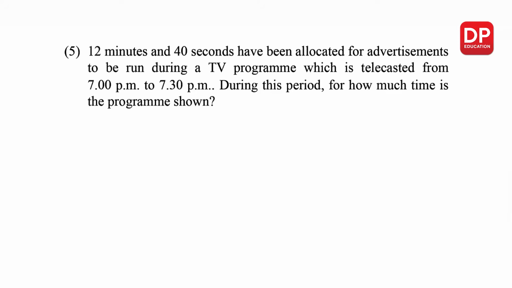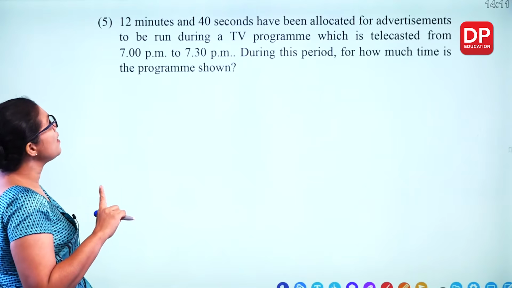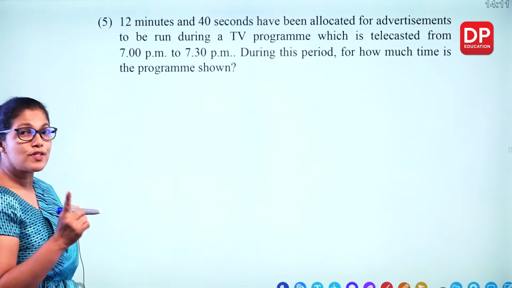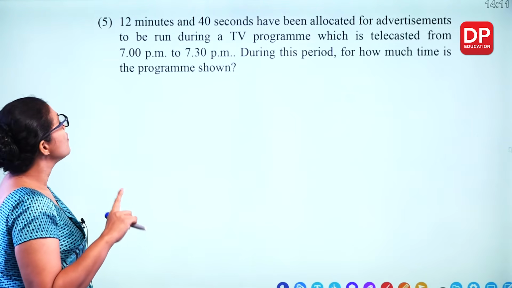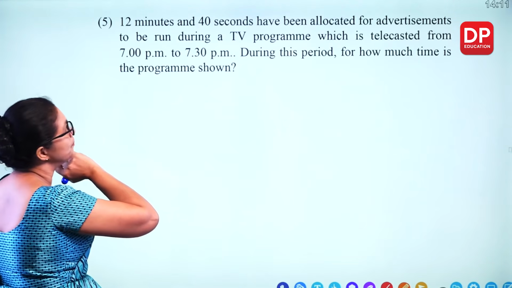Question number 5. 12 minutes and 40 seconds have been allocated for advertisements to be run during a TV program which is telecasted from 7 p.m. to 7:30 p.m. During this period, for how much time is the program shown? So the advertisement, 12 minutes and 40 seconds. So you have to subtract that time to see the time for the program.